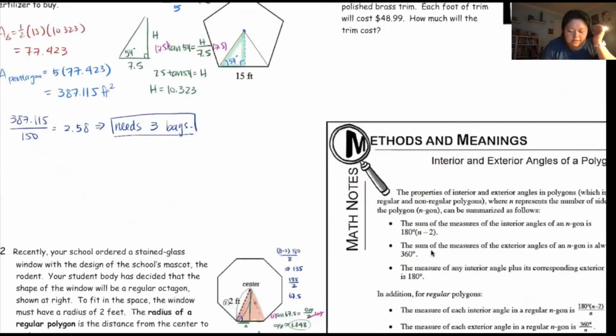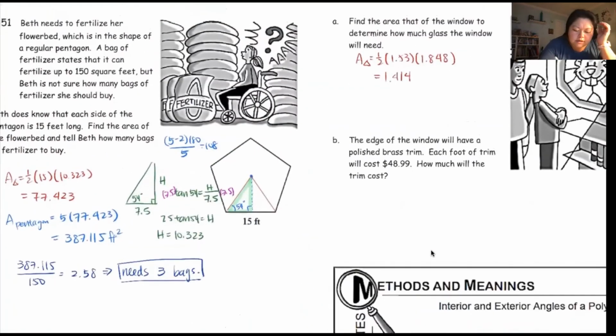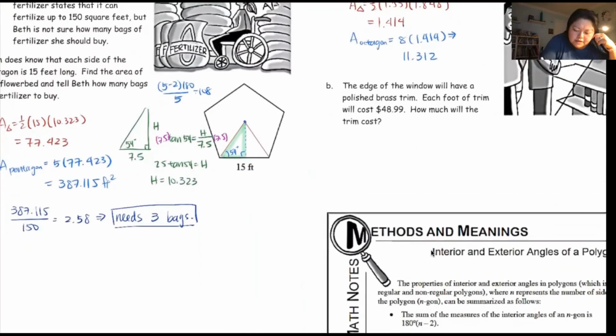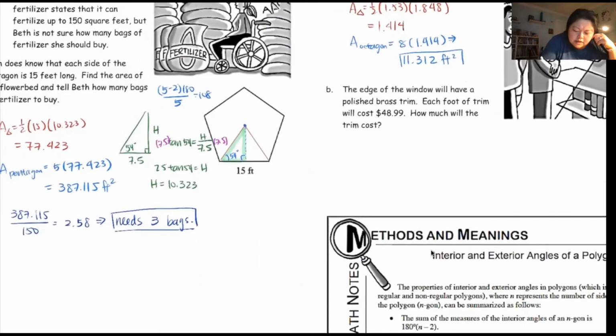And now this is an octagon, so we know there's 8 of these triangles. So the area of the octagon is 8 times 1.414. So 1.414 times 8. I have a total area of 11.312. And let's see, it's feet, so this is square feet. So that's how much glass the window will cover.